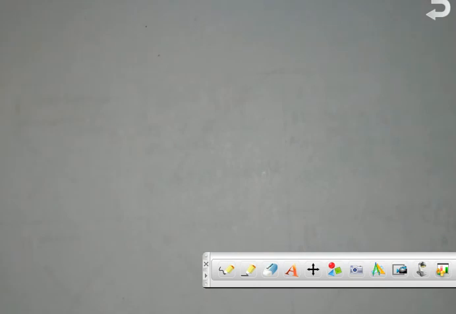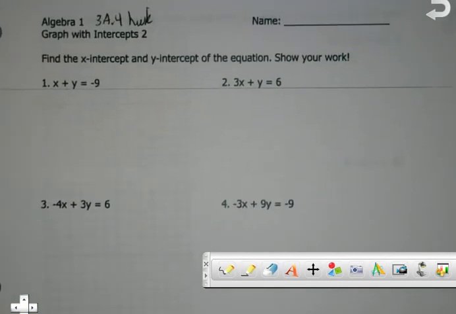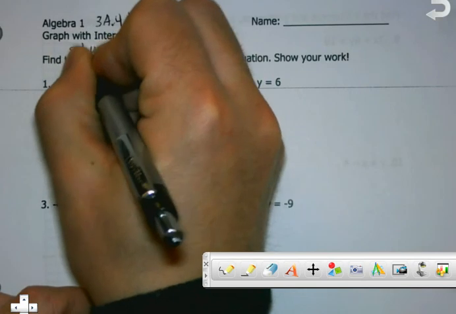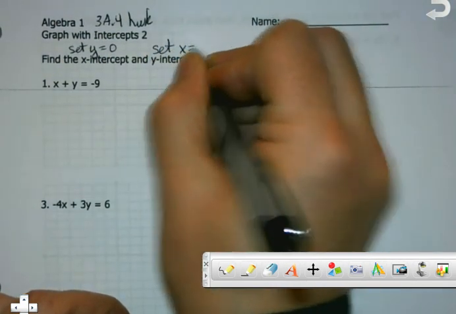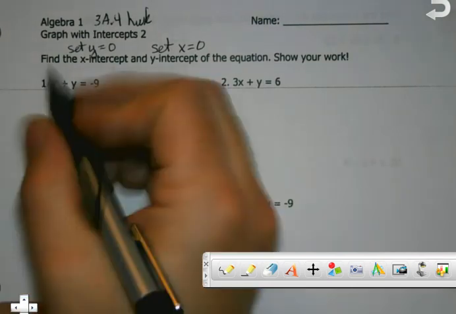So, let me pause this for a second. Let's make a couple of notes here up at the top. When we're trying to find the x-intercept and y-intercept of my equation, when it's the x-intercept, we set y equal to 0. When it's the y-intercept, we're going to set x equal to 0. Here's how this works. I'm going to show you a way that'll keep life much simpler for you, if only you will let me do it.